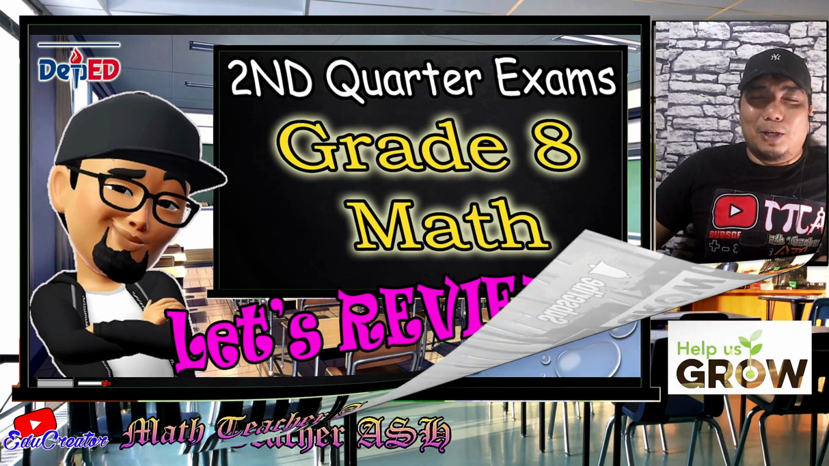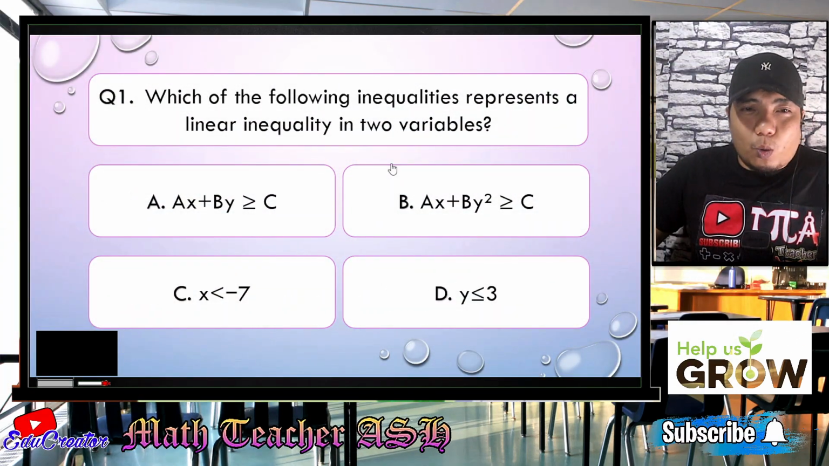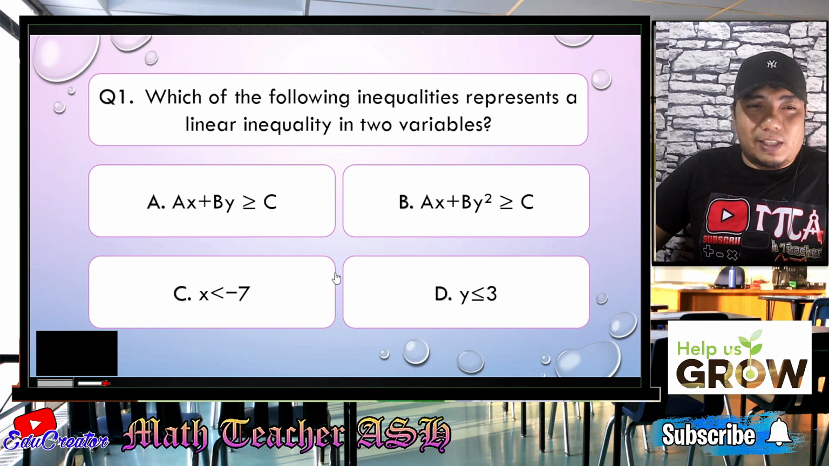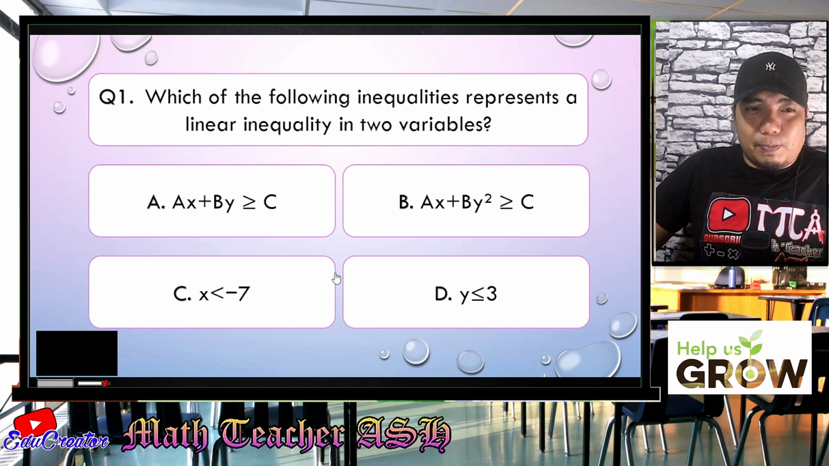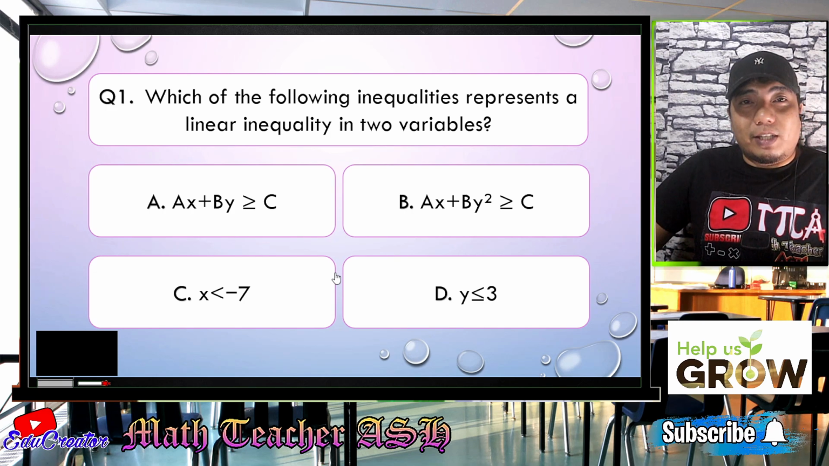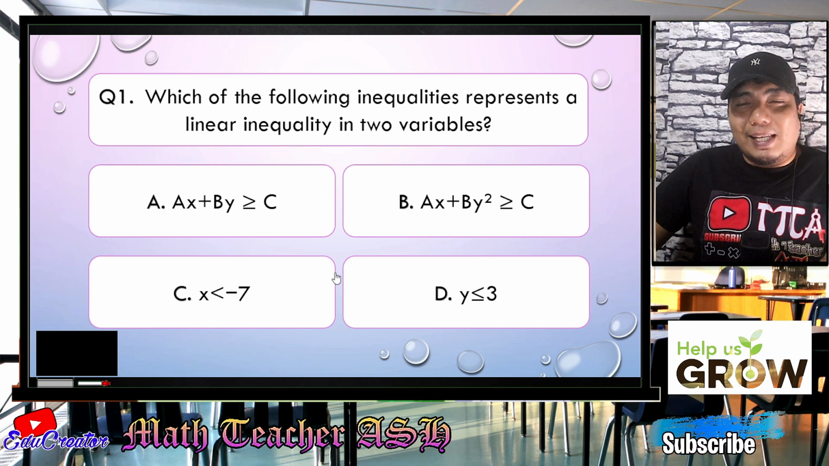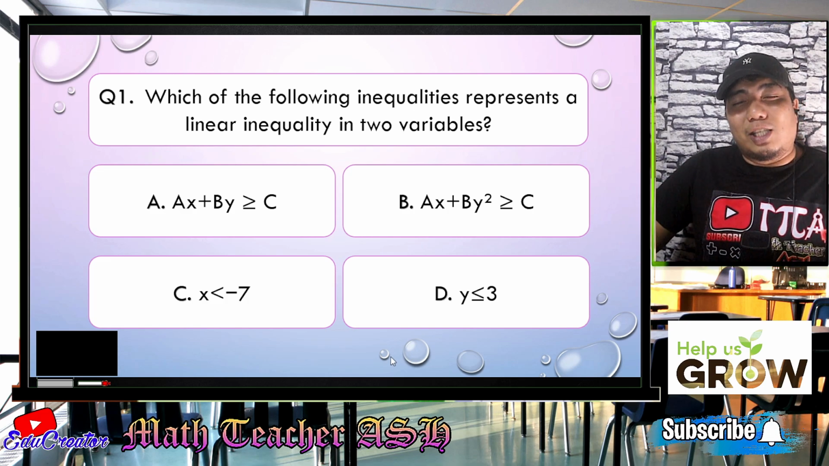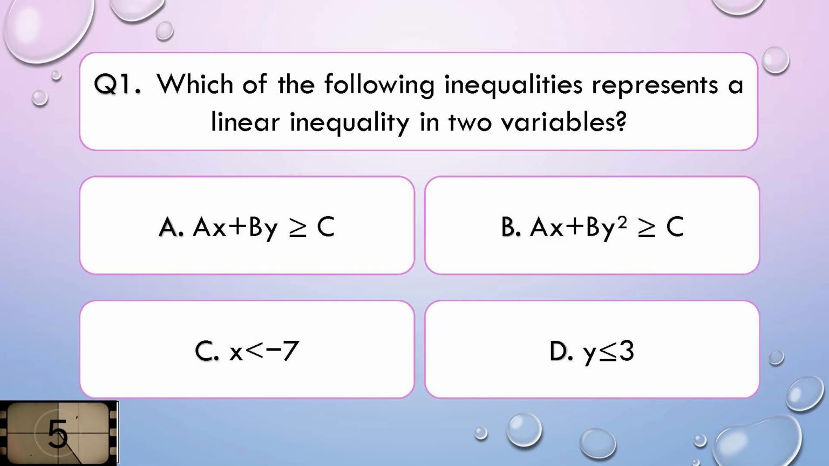Question number 1. Which of the following inequalities represent a linear inequality in two variables? Is it A, ax plus by is greater than or equal to c? Letter B, ax plus by squared is greater than or equal to c? Or C, x is less than negative 7? Or letter D, y is less than or equal to positive 3? I'll give you 5 seconds to think about your answer.